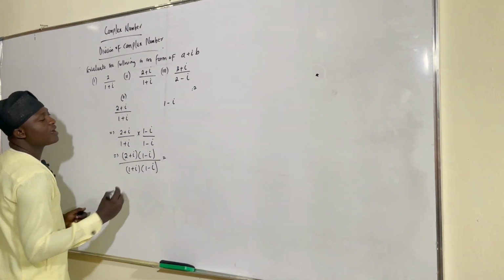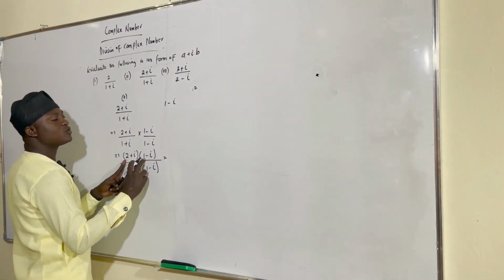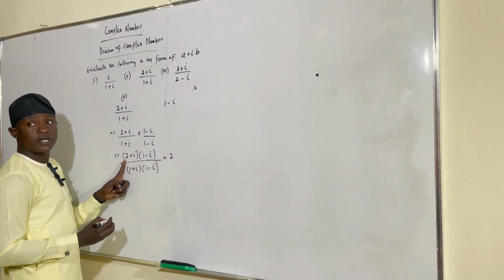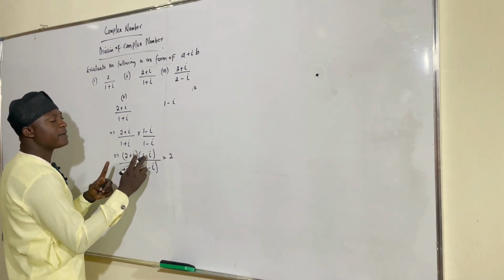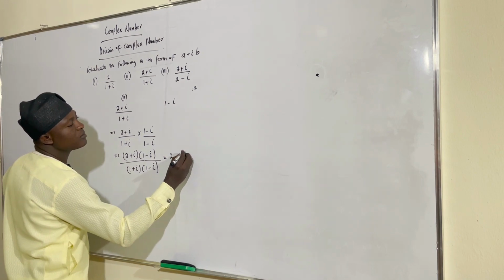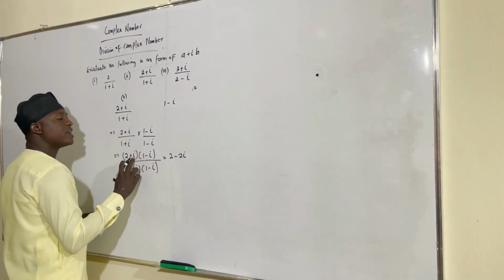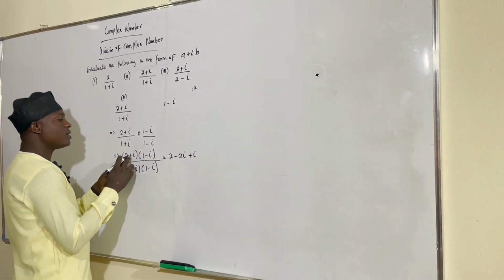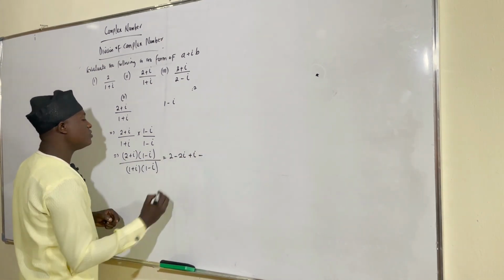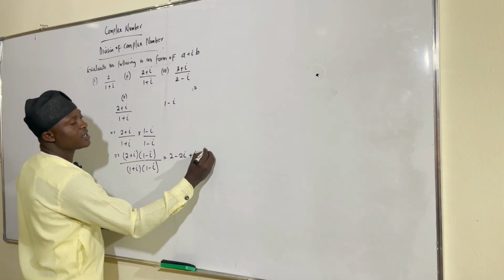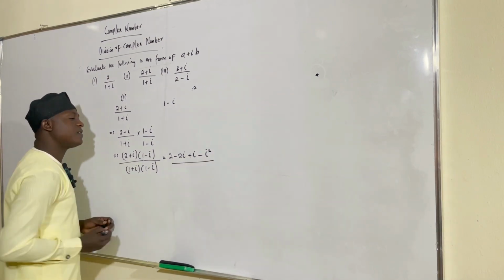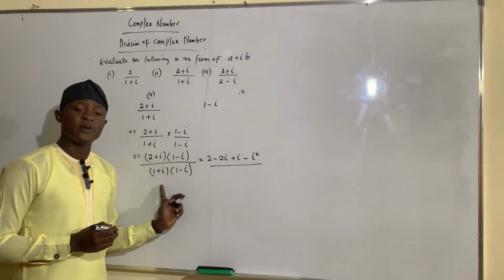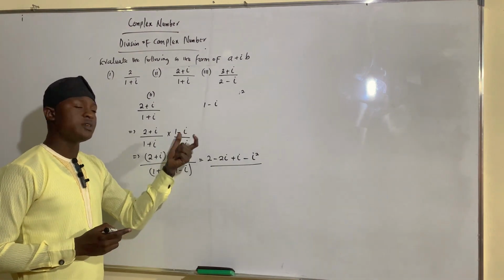So here I can have this to be 2 times 1, that's going to be 2, right? 2 multiplied by minus i, that's going to be minus 2i, plus i times 1, and we have plus i. So plus times minus, that's going to be minus, i times i, that's going to be i squared. Divided by, so now this one, let's expand it just like the way we expand the numerator.